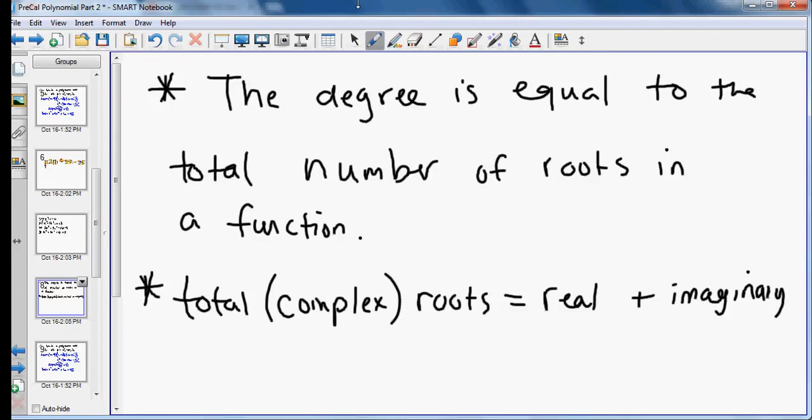We can also relate the number of roots and the type of roots to the degree of our polynomial. The degree is actually equal to the total number of roots in a function, and the total number of complex roots for a polynomial is equal to the number of real roots plus the number of imaginary roots. So I'm going to flip back to an example we already did in here to show you what I mean.